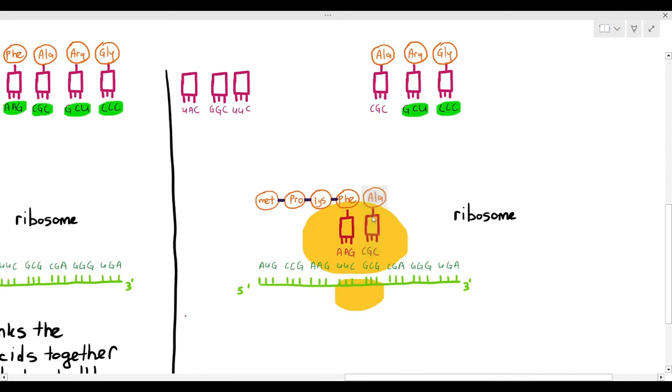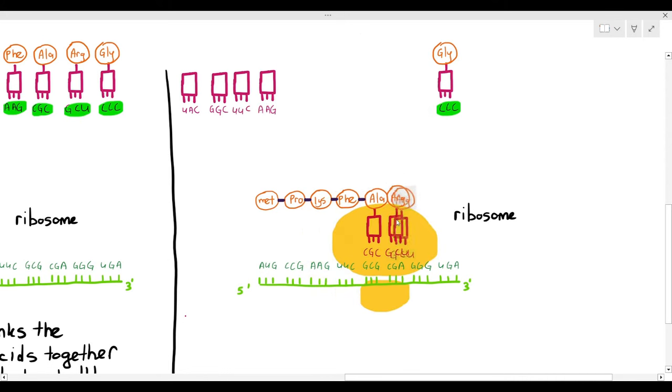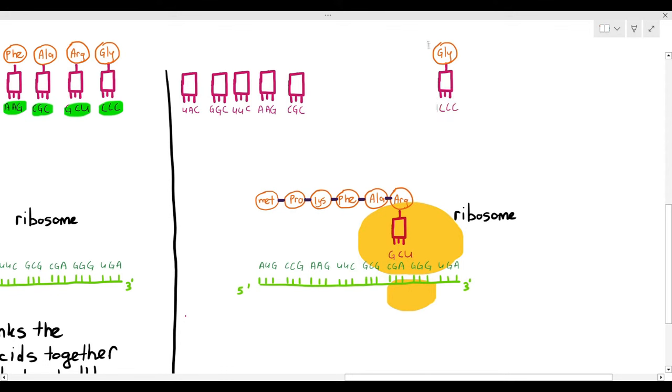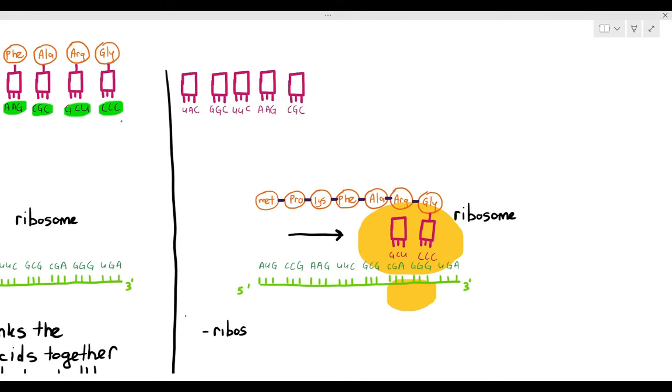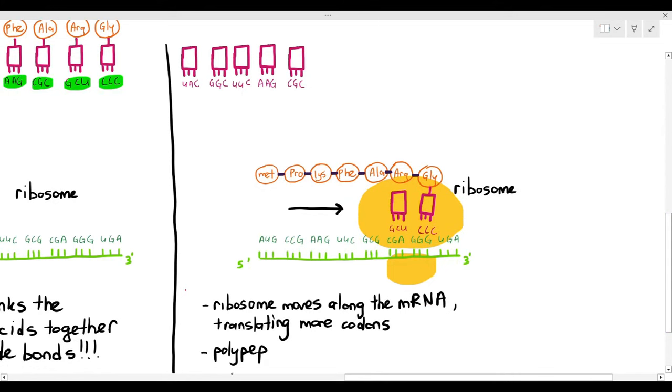So how do we write this? It just basically keeps going and the polypeptide chain is becoming longer. So in the exam, all you just have to say is the ribosome moves along the mRNA, translating more of the codons, and the polypeptide chain becomes longer. That's basically it. So different tRNA molecules just come in, form the complementary base pairings with the codons of the mRNA, and then the ribosome links the amino acids together. That's how a polypeptide chain is made.